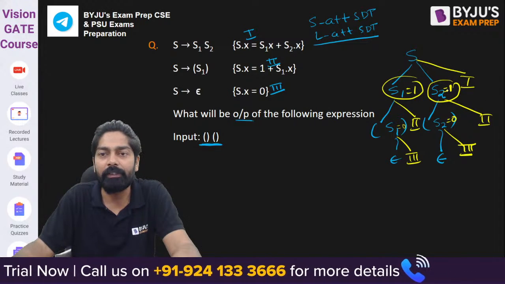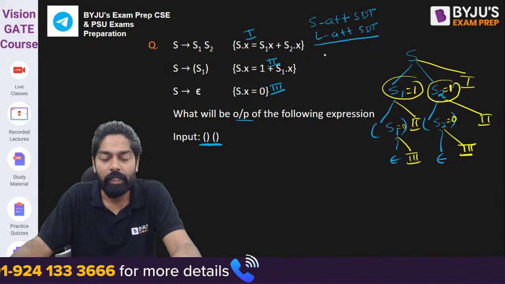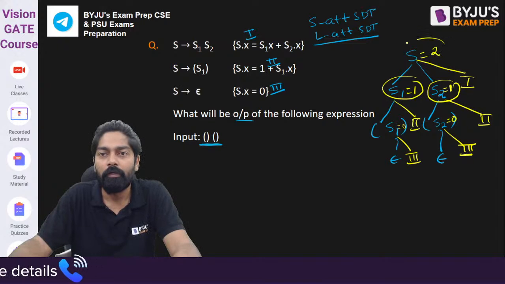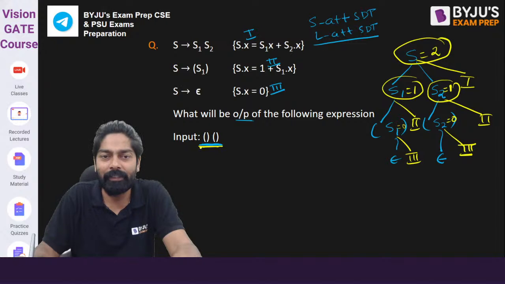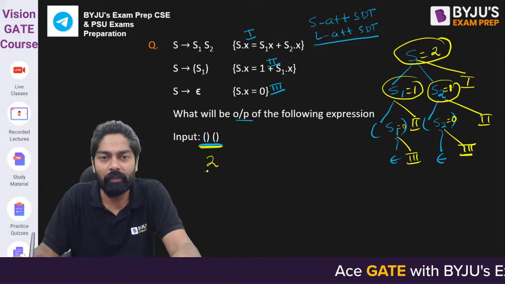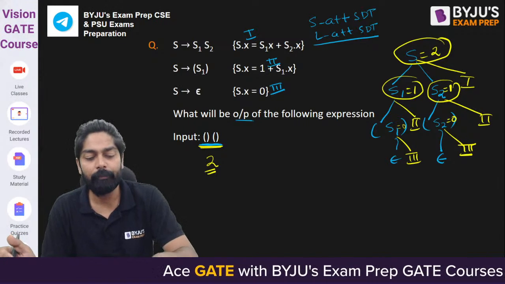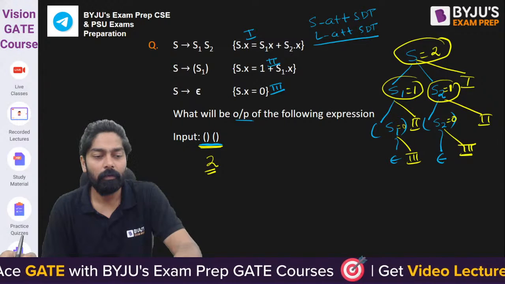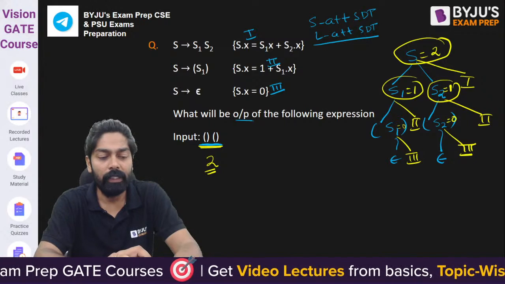Now, my dear friend, can you please tell me what about this one? The first one, S.x equal to S1.x plus S2.x. It is nothing but 1 plus 1, which is nothing but 2. So what is it counting basically? It is counting balanced parentheses. Here I have taken 2 balanced parentheses, so that's why it gives 2. Are you getting my point? Is that clear? Please reply.